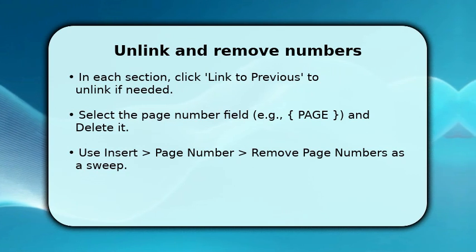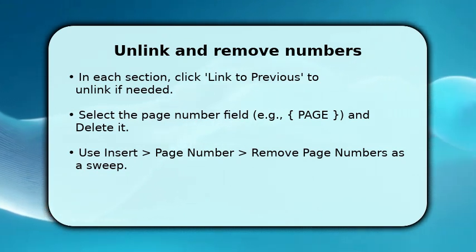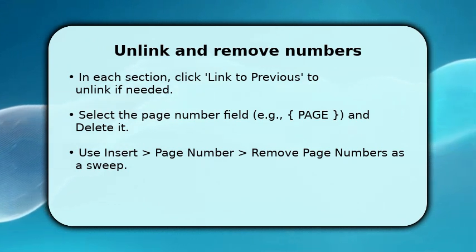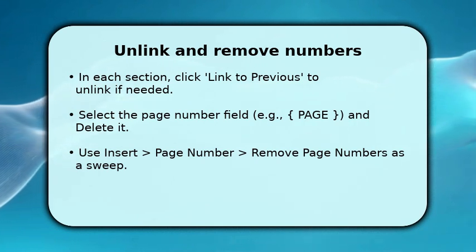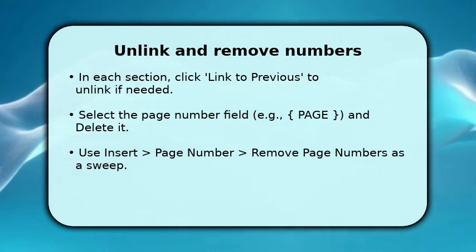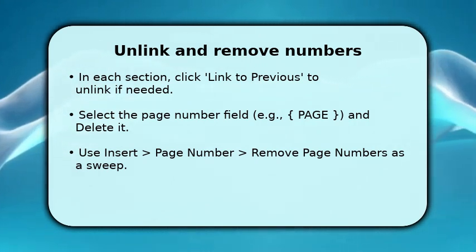Then click the page number field or any number in the header/footer and press Delete. This removes the page field. Once you've deleted numbers in one section, move to the next and repeat. If numbers were inserted uniformly, use Insert, Page Number, Remove Page Numbers to clear them globally, but still check each section to confirm nothing remains linked.